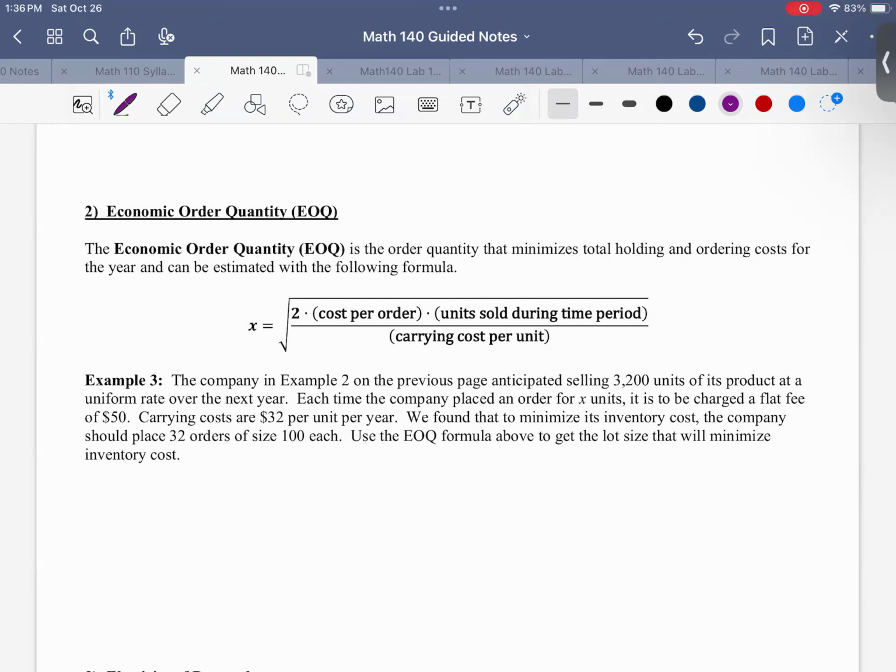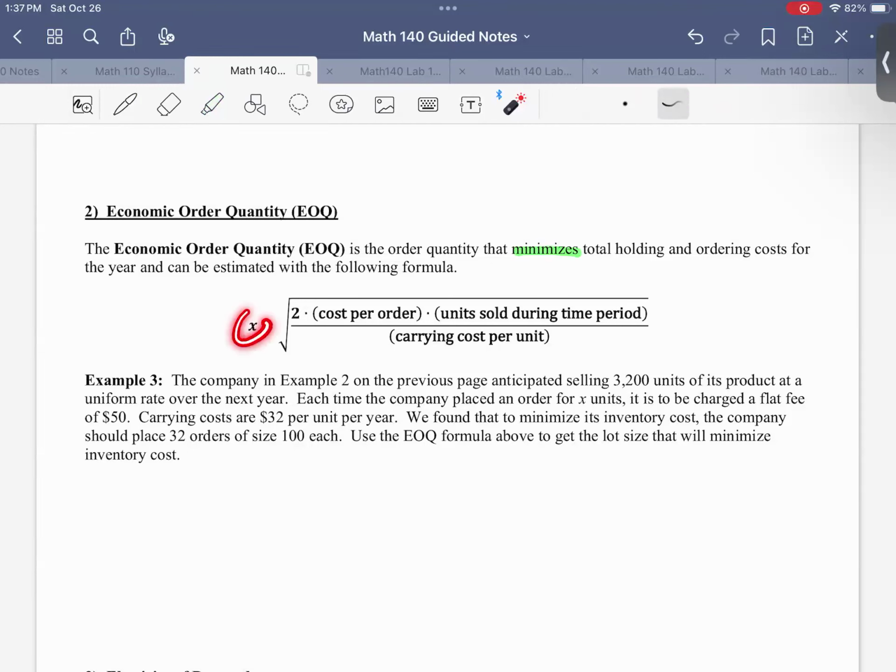So in this video, we're gonna be taking a look at how to find the minimum inventory costs, mainly finding a lot size, using a formula that will make the process quite a bit easier. This formula is called the economic order quantity, or EOQ formula. It is the order quantity that minimizes total holding and ordering costs for the year and is estimated with the following formula.